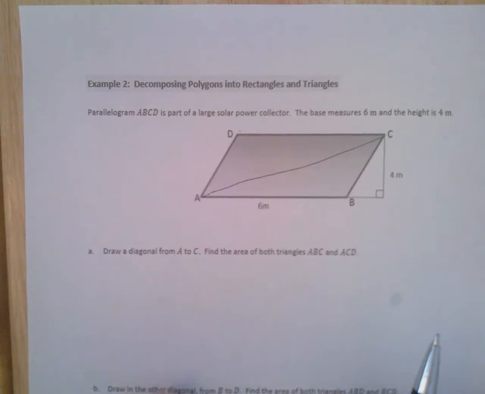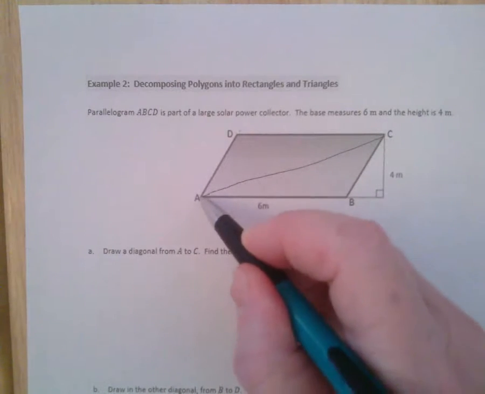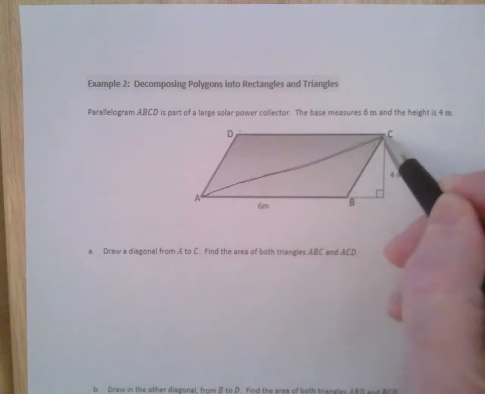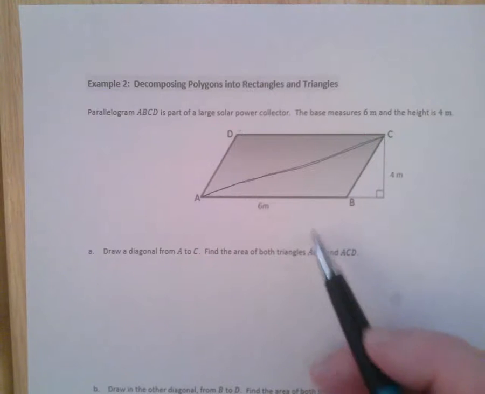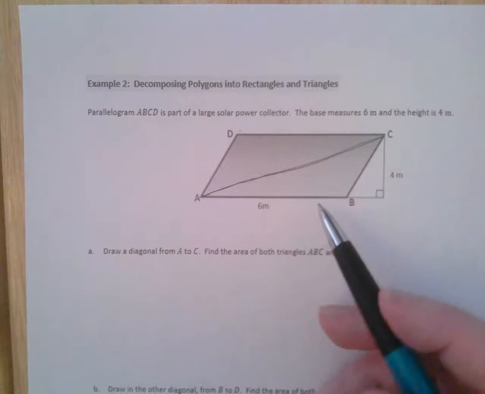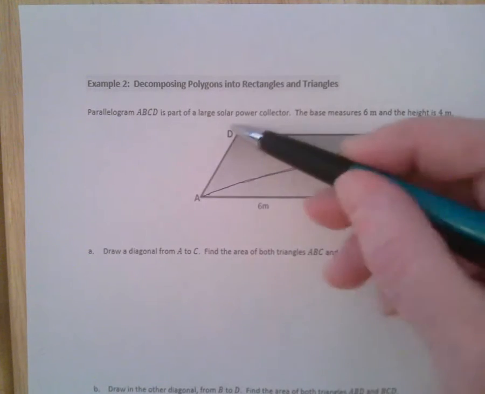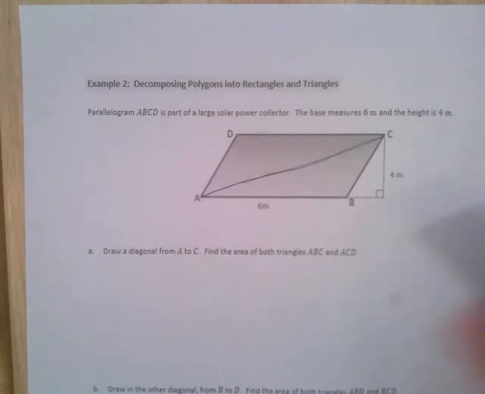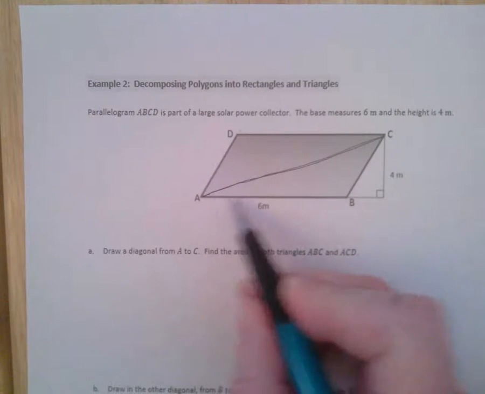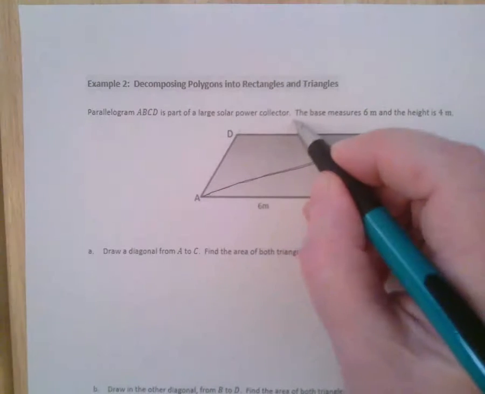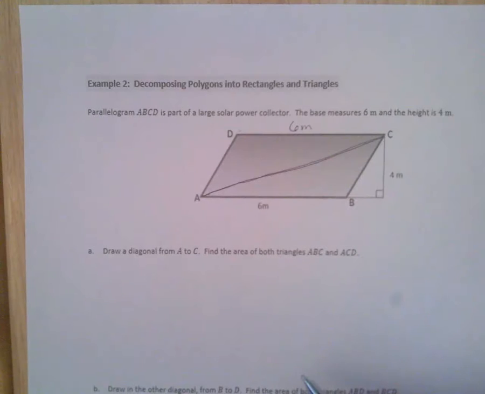And this diagonal cuts the parallelogram into two congruent triangles. Congruent means that both triangles are equal. So we also know that in a parallelogram, the opposite sides are parallel. Parallel means they go to infinity and never touch. And the lengths are equal. So if this length is 6 meters, the top will also be 6 meters.